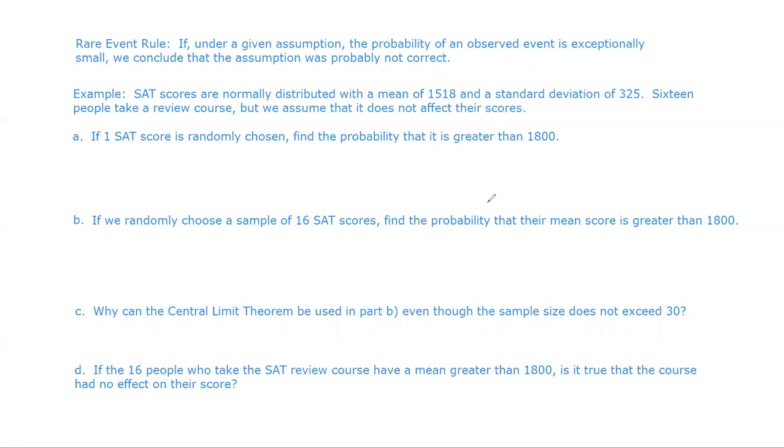So the example that we're going to use to demonstrate this is this problem involving SAT scores. What we're told in the problem is that SAT scores are normally distributed with a mean of 1518 and a standard deviation of 325. 16 people are taking a review course to help them improve their scores. But we're going to assume that the course did not affect their scores. So we have to make an assumption. We can't say from the start that the course did help them significantly. Just because you take a course doesn't mean it improved your score.